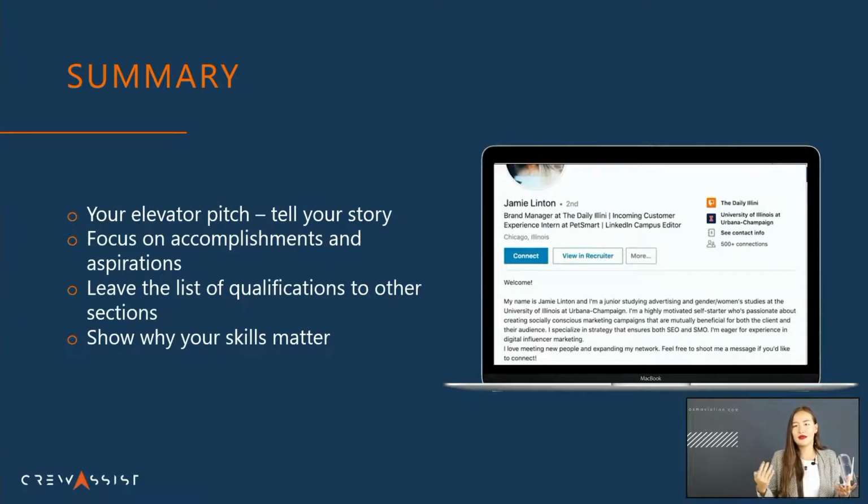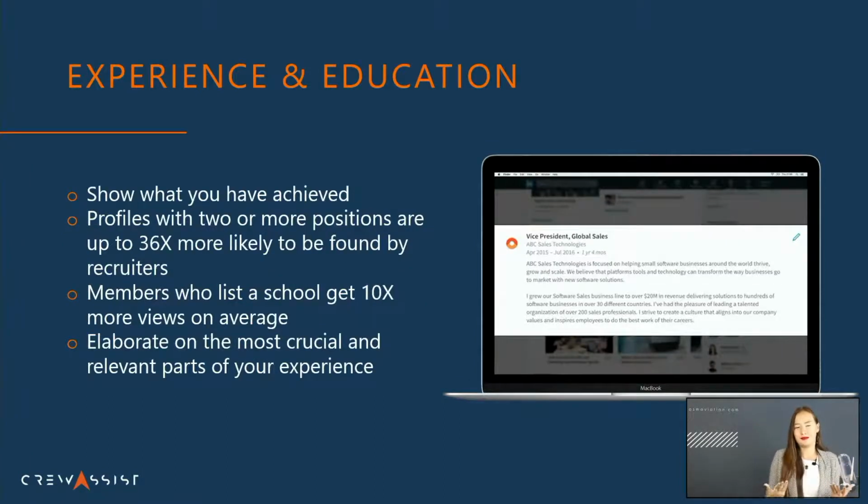If you take a CV, for example, you have to be short there. You have to be short and sharp. And here you can actually tell your story. So use this section and leave the list of qualifications to other sections. Just show why your skills matter, why you're a person that everybody wants to work with, who you are, basically.